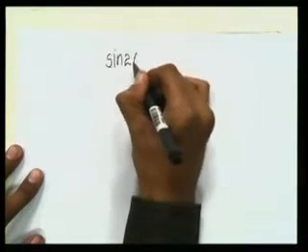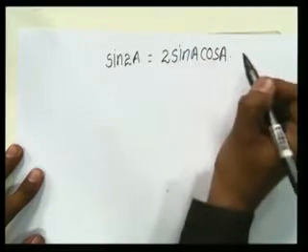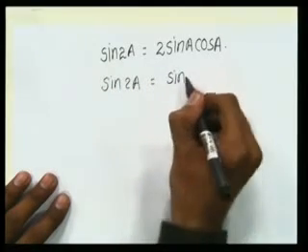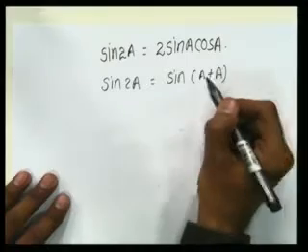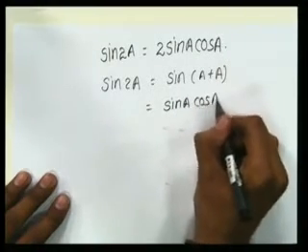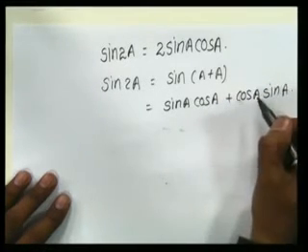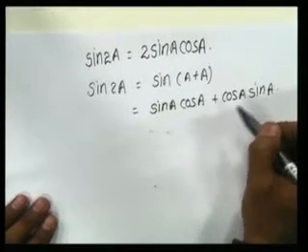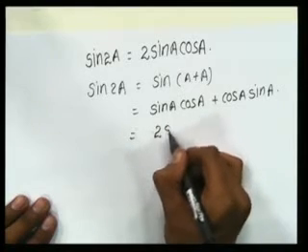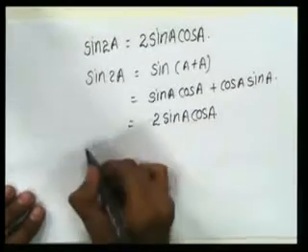The formula of sin 2A is 2 sin A cos A. That one can understand easily, as sin 2A one can write as sin(A + A), and applying the addition formula, sin(α + β) = sin α cos β + cos α sin β. Here α and β both are A, that is sin A cos A + cos A sin A, that is 2 sin A cos A.